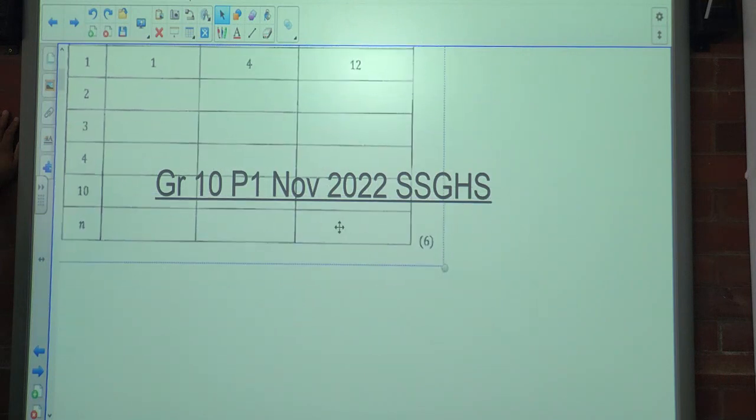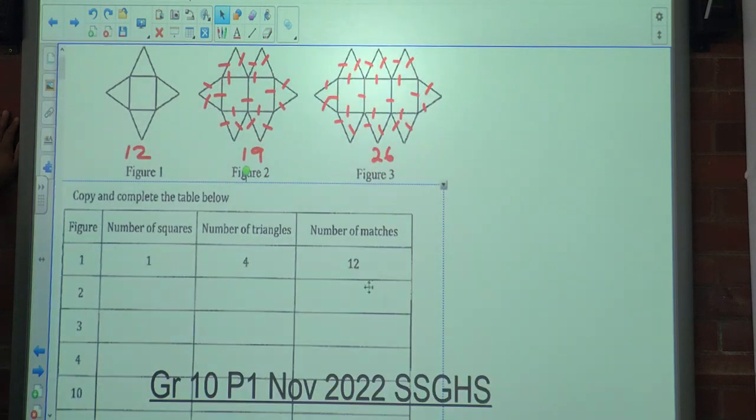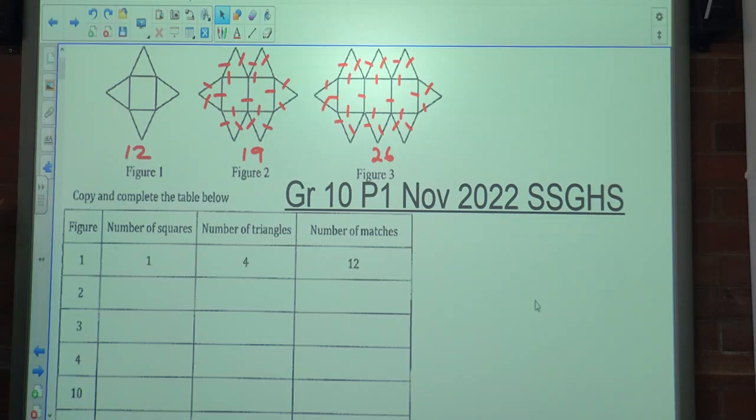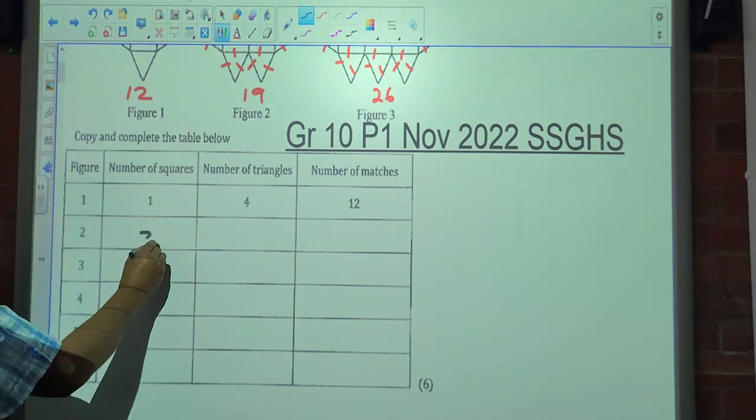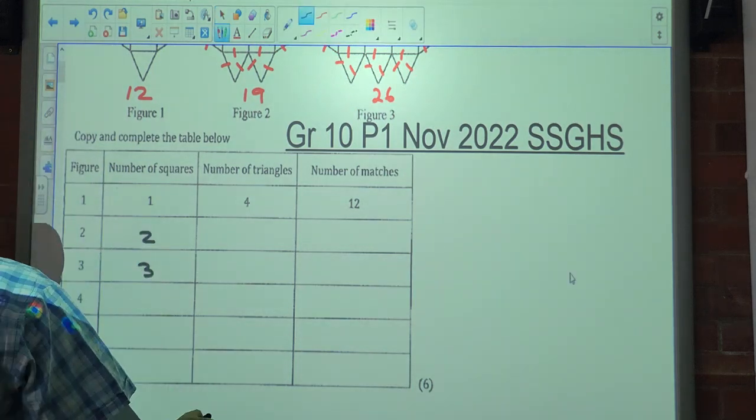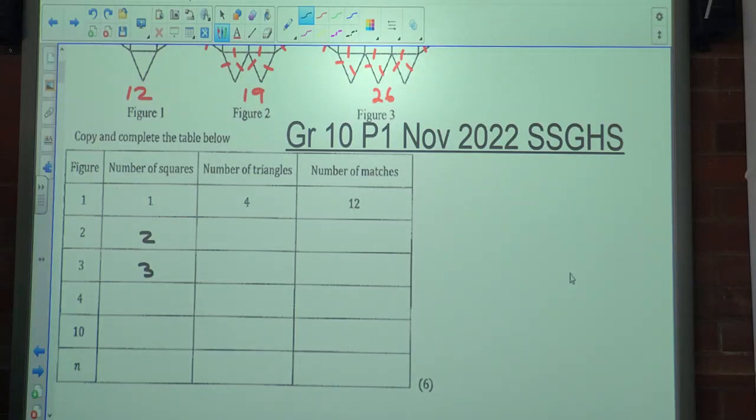Right, let's see what's going on here. Now with that in mind, the question says number of squares. How many squares are here? 1, 2, 3. So it's 1, 2, 3. Now figure 4 is not drawn. Yes, Michael.